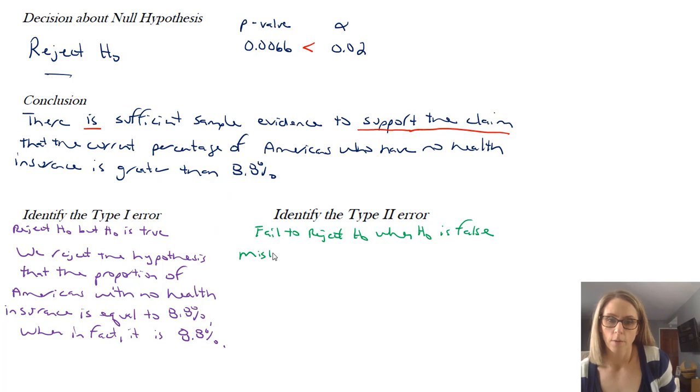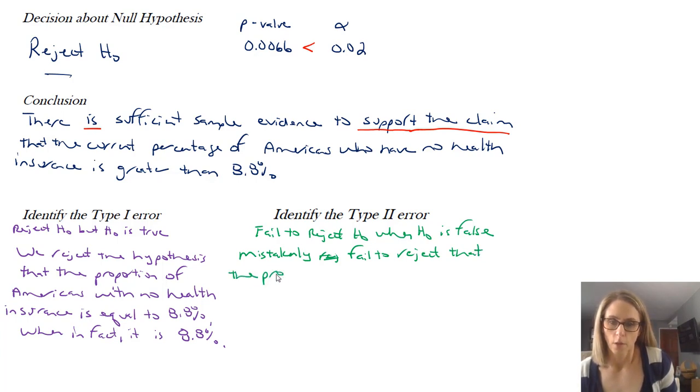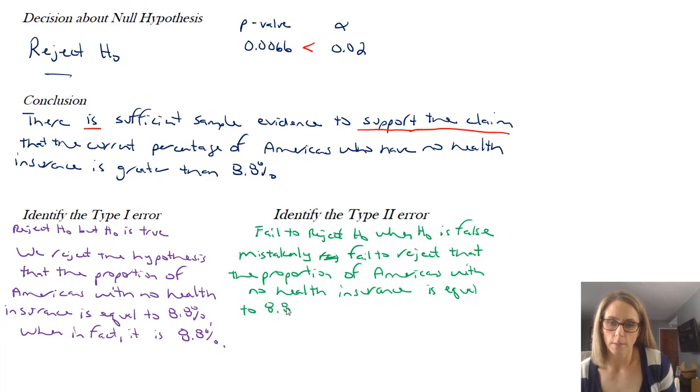So I'm going to say we mistakenly fail to reject that the proportion of Americans with no, I know it's a lot, health insurance is equal to 8.8%, when in fact it isn't. It isn't 8.8%.